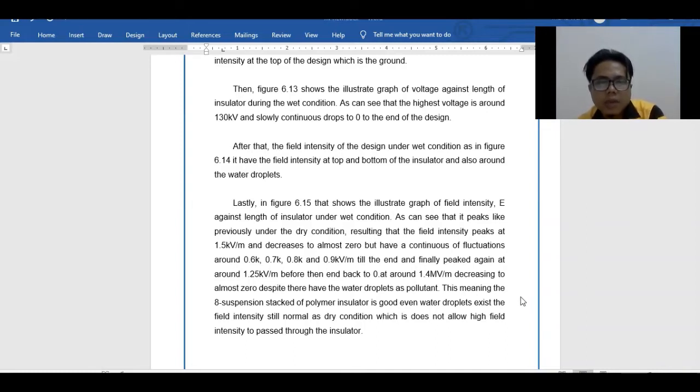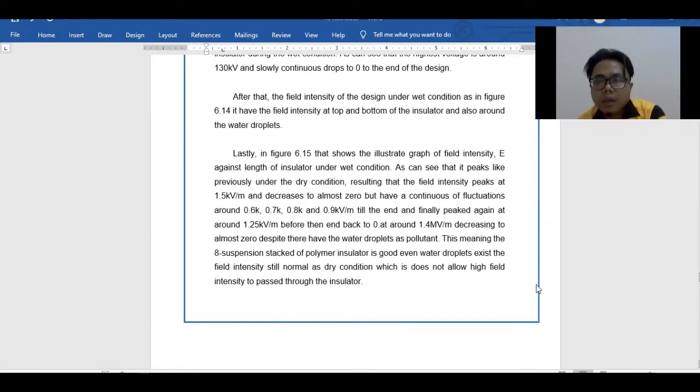So even though there is a water droplet on the polyethylene, this means that the X-tech type polymer insulator is very good. It is good even when a water droplet exists. The field density is still normal as in the dry condition, which does not allow high field density to pass through the insulator. Okay, next I will pass to the other presenter.